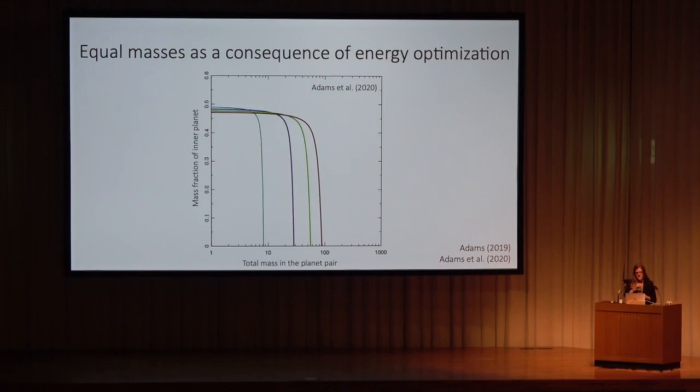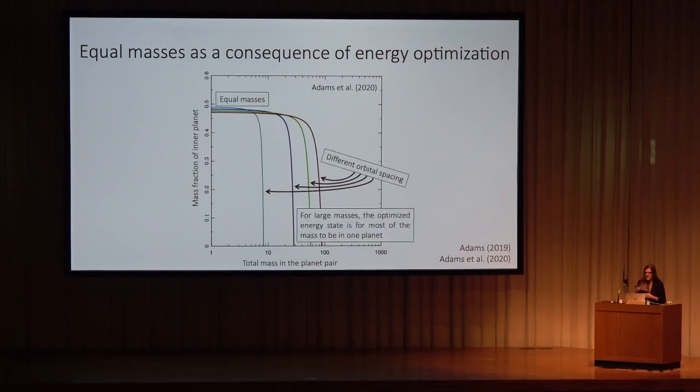So this plot shows the result of that calculation, where the different curves show different orbital spacing. And if we look at masses, if the total mass in the planet pair is less than around a few tens of Earth masses, then the energy optimized state is one in which the planets have nearly equal masses. However, if the total mass in the planet pair is beyond some threshold value, which depends on the planet-planet separation, then it becomes more energetically favorable for one planet to experience runaway growth and take all the mass.